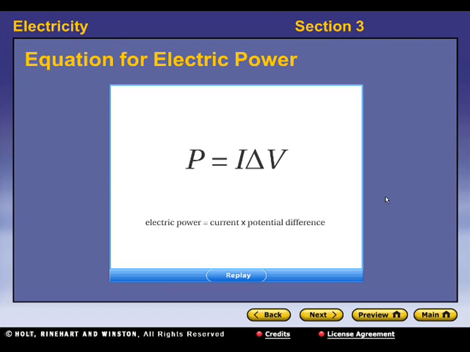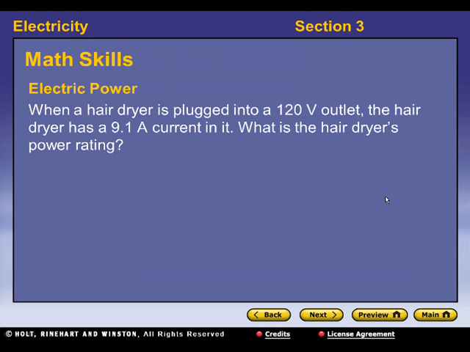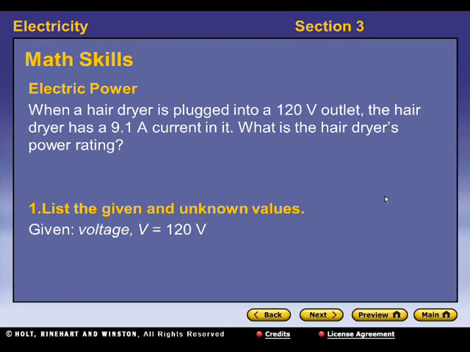Okay, so short and sweet, electric power is P equals I times the potential difference, which is V, voltage. So let's do some math skills here. When a hairdryer is plugged into a 120 volt outlet, the hairdryer has 9.1 amps of current in it. So what's the hairdryer's power rating?